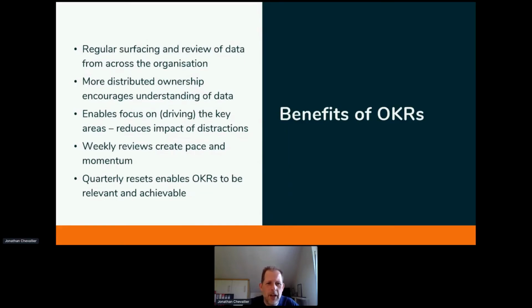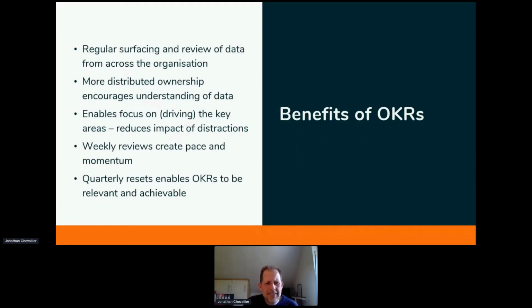Other points here which are important. The weekly reviews really help us create pace and momentum. Different organizations have different cadences. A development organization might be having daily stand-ups to discuss progress. That wouldn't be appropriate in our organization. But certainly when I came in, the norm was more monthly management-led broadcasts of what had happened, rather than this, which is a much more interactive weekly review.